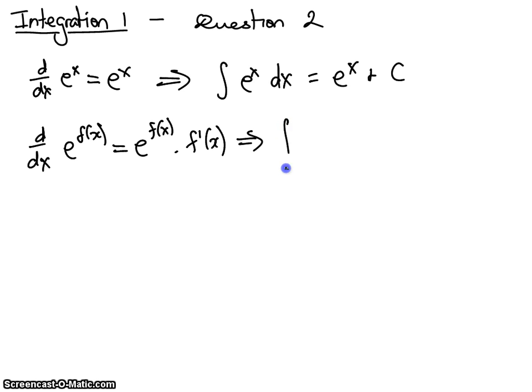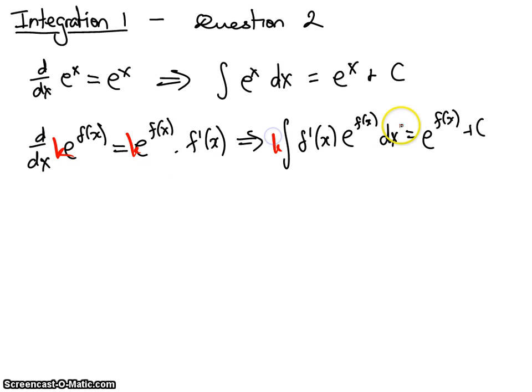That means if I have to integrate f prime of x e to the f of x dx, I'm just going to get back what I started with, e to the f of x plus c. And of course I can introduce a constant here, k, and it's going to be k and a k. I can have a constant that doesn't matter because I can pull it in and out of the integration sign.